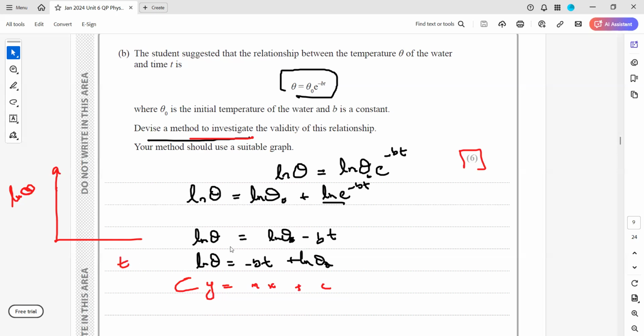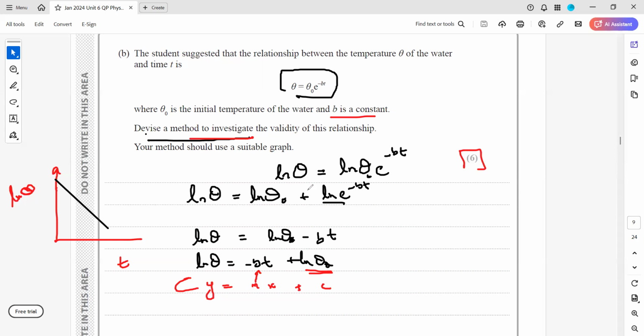What will be my gradient? My gradient will be minus b, and the y-intercept will be ln theta naught. So it's negative, b is a constant. So even I can predict what will be the shape of the graph. It will have a y-intercept and a negative gradient. This will be the graph.